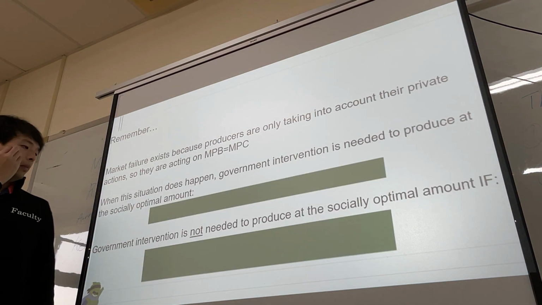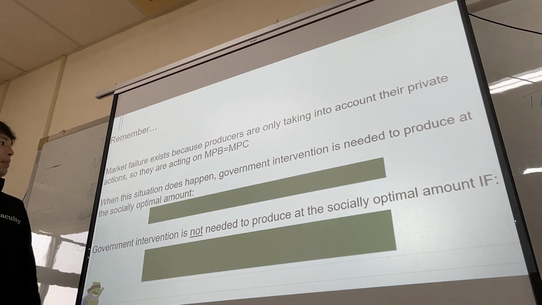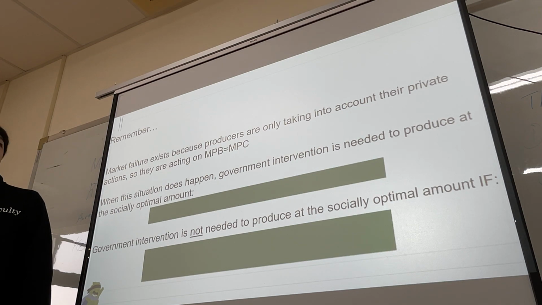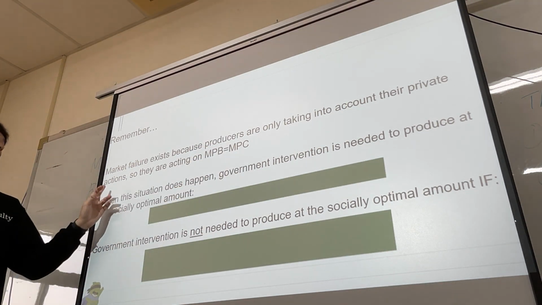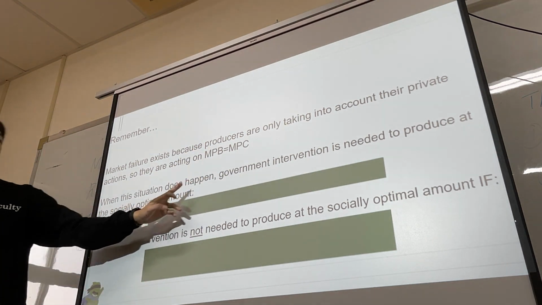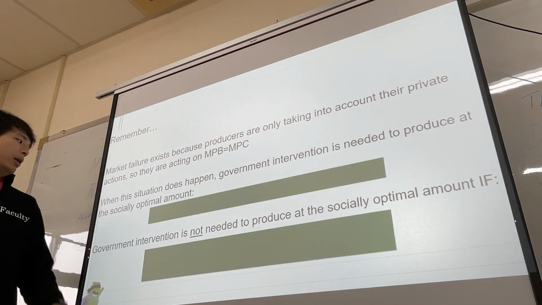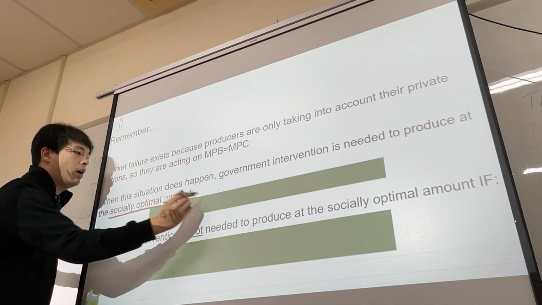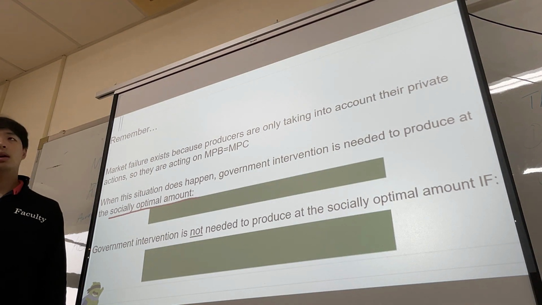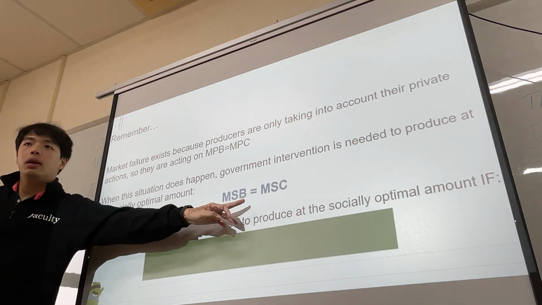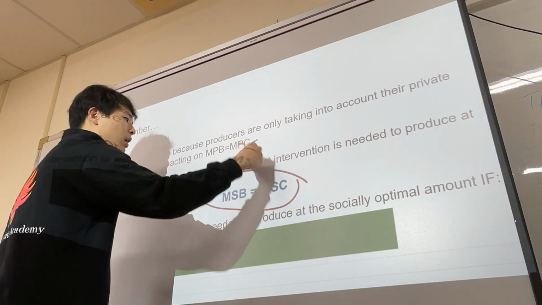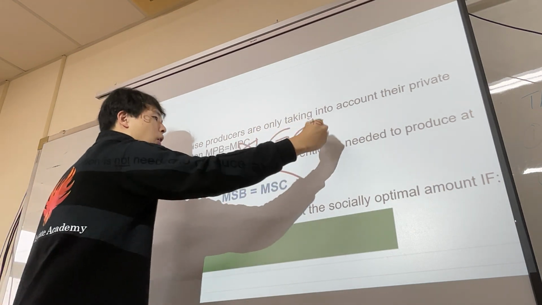All right. Issue. Listen carefully. So copy this down. Remember, market failure exists because a producer only takes into account their private action, so MPP equals MPC. When this situation does happen, government intervention is needed to produce a socially optimal amount. What is the socially optimal amount? MSC equal to MSP. That's right. This is their goal. 这是他们的目标.